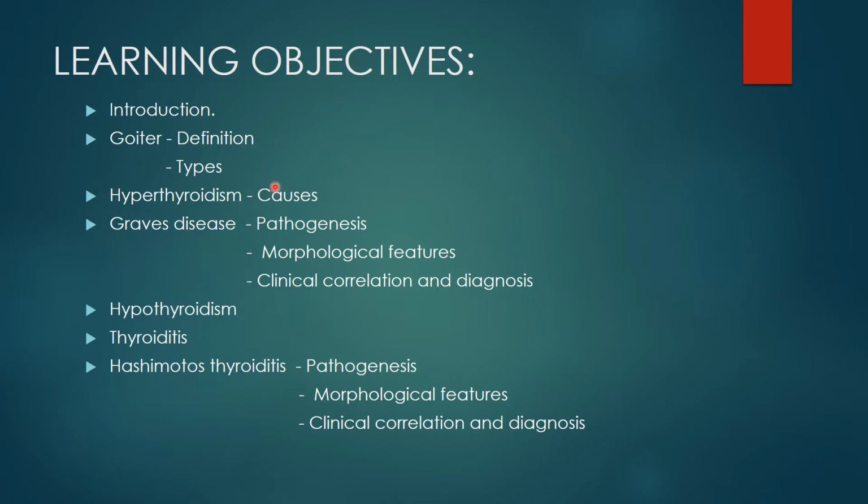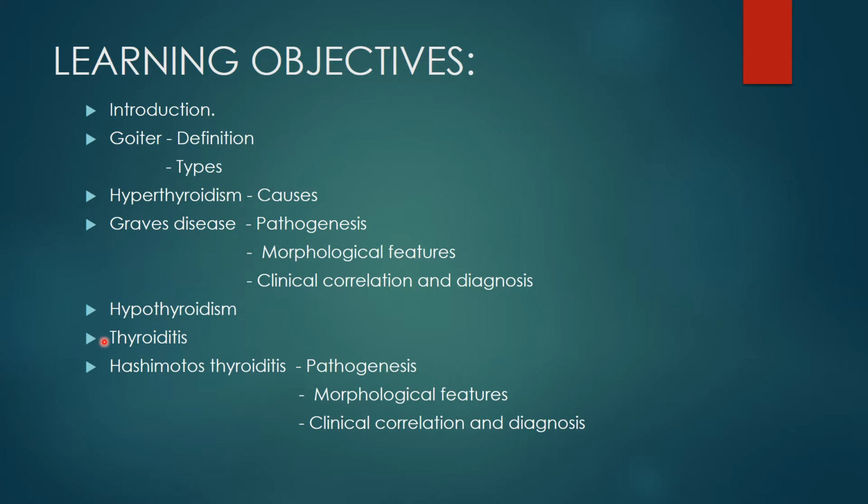Then the second disorder, hyperthyroidism: we will discuss the causes of hyperthyroidism and its clinical features, and the main disease encountered in hyperthyroidism, that is Graves' disease, its pathogenesis, morphological features, clinical correlation and diagnosis of the disease. The third disorder, hypothyroidism, its causes and its presentations in a person.